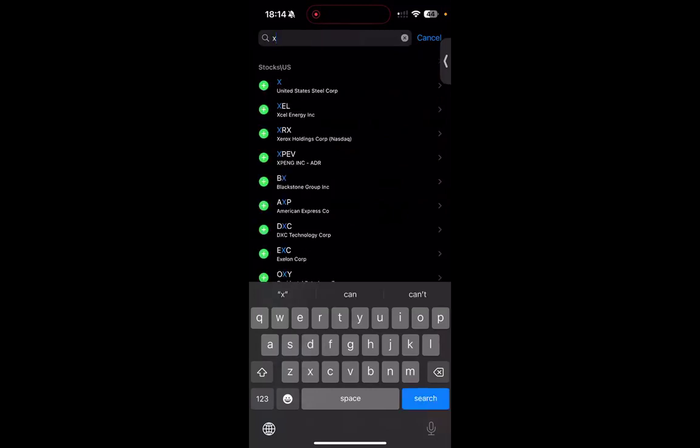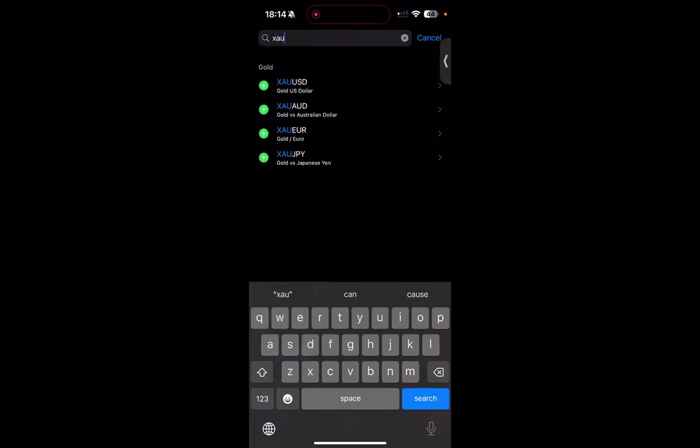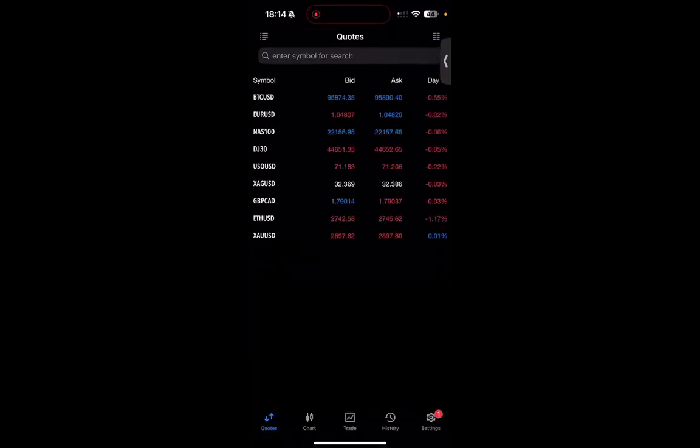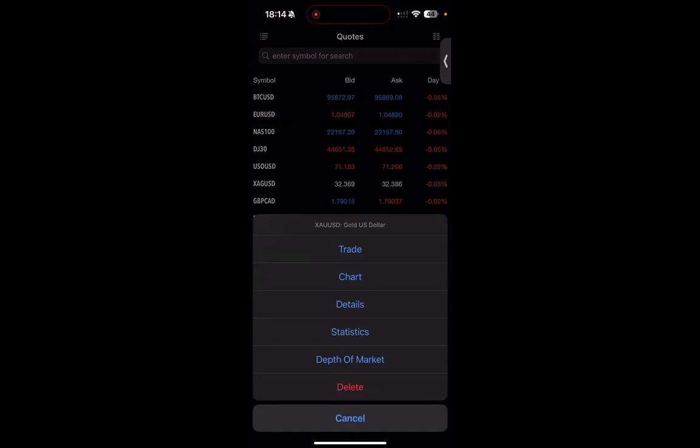Now, I mostly trade gold, so I would type in XAUUSD. You can see it's popped up there. You now want to click the green plus button. That's going to disappear and it will now be at the bottom of your quotes page. So you can see it now says XAUUSD down there at the bottom. Okay, so you're going to go ahead and click it. You now have these options.